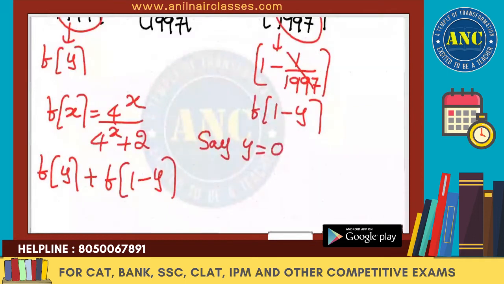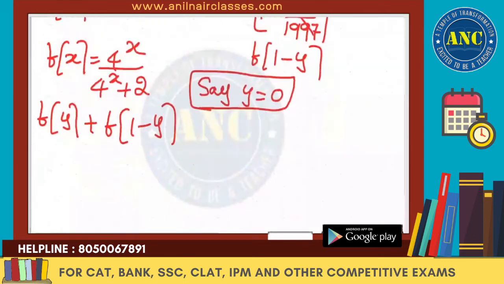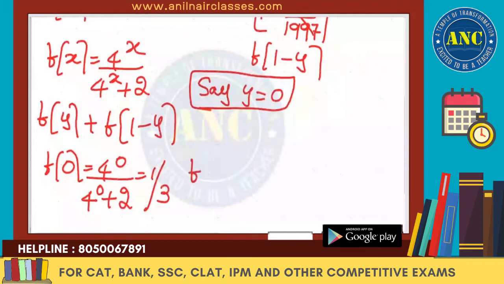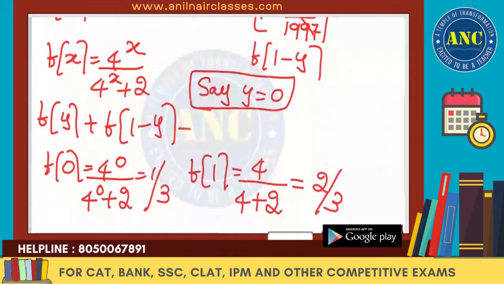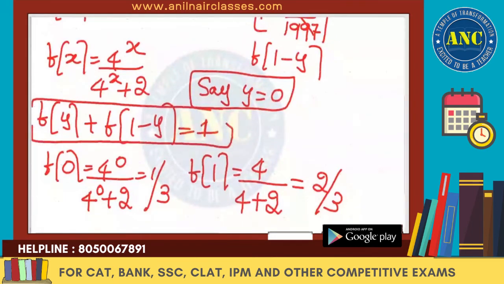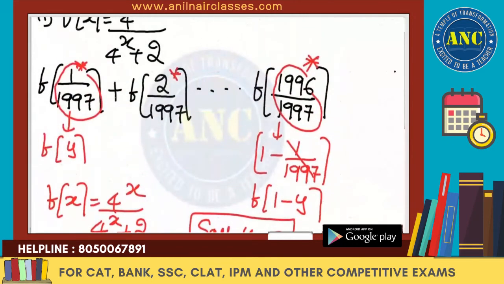Let us say y equivalent to 0. Then f of 0 is nothing but 4 power 0 by 4 power 0 plus 2, that is 1 by 3. And f of 1 is nothing but 4 by 4 plus 2, 4 by 6, which is 2 by 3. So this is nothing but 1. That means f of y plus f of 1 minus y is 1. First plus last it is 1.